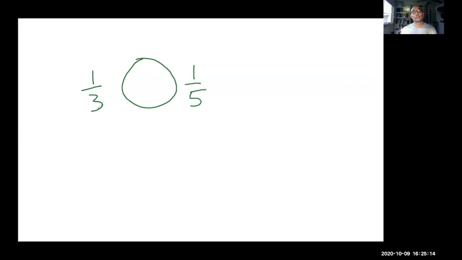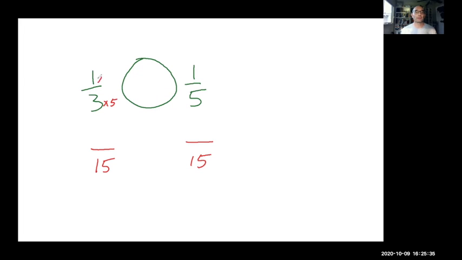meaning what is the smallest number that 3 and 5 both fit into? So I'm going to put that here. Well, 3 goes into 15 and 5 goes into 15. So let's say 15 and 15. 3 times what is 15? Well, 3 times 5 is 15.